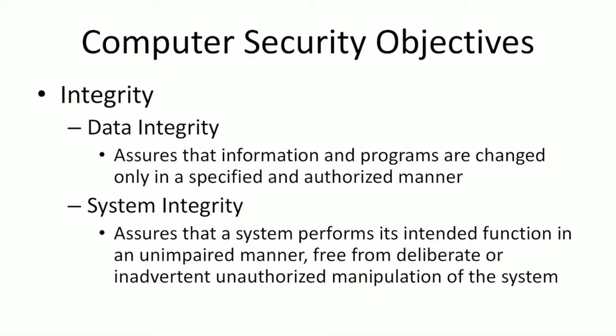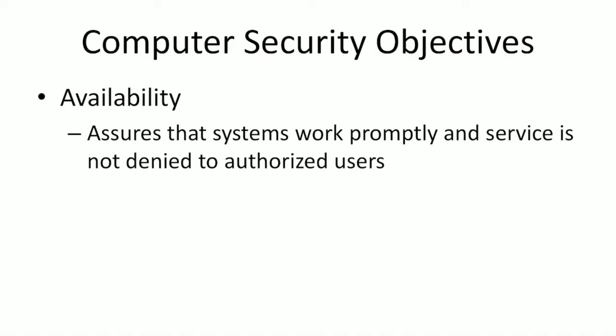The integrity objective covers 2 related concepts: data integrity and system integrity. Data integrity assures that information and programs are changed only in a specified and authorized manner. System integrity, on the other hand, assures that a system performs its intended function in an unimpaired manner, free from deliberate or inadvertent unauthorized manipulation of the system. Availability assures that systems work promptly and services are not denied to authorized users.